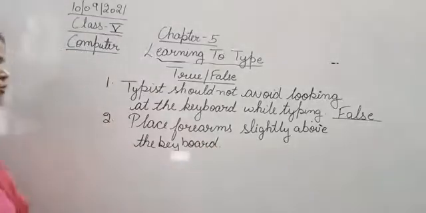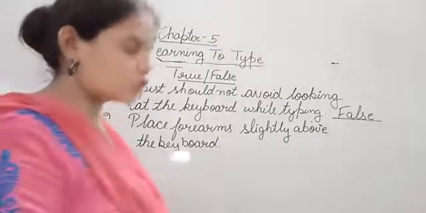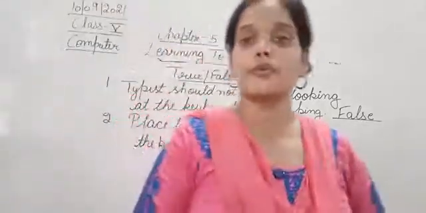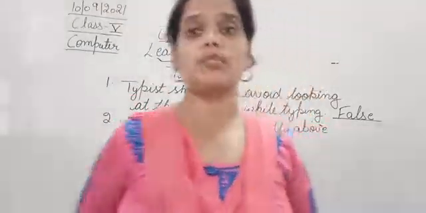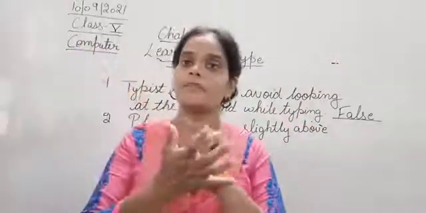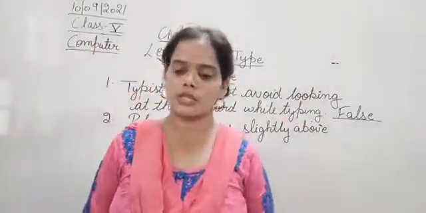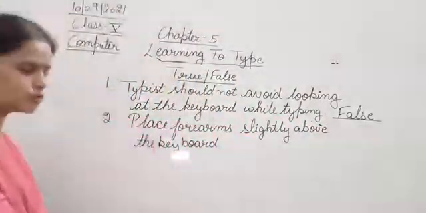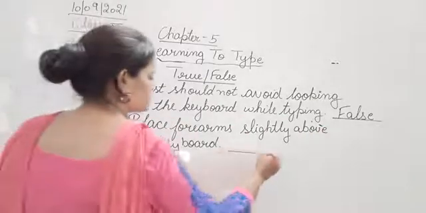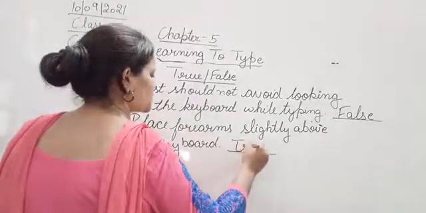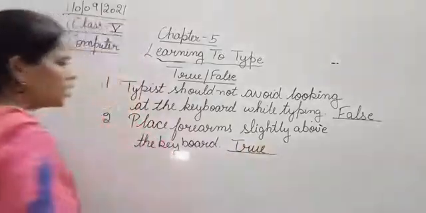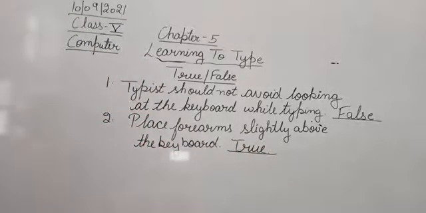So is it true or false? This is true. So we should place our forearms slightly above the keyboard. So keyboard के ऊपर अपनी forearms रखनी है. So this statement is true. T-R-U-E, true. Place forearms slightly above the keyboard. That is true.